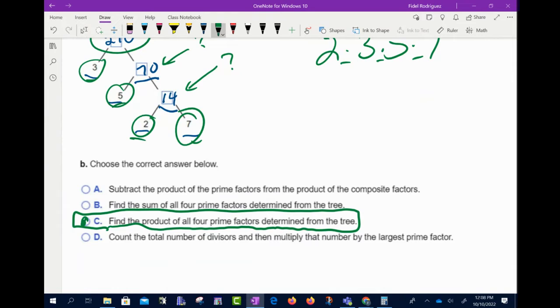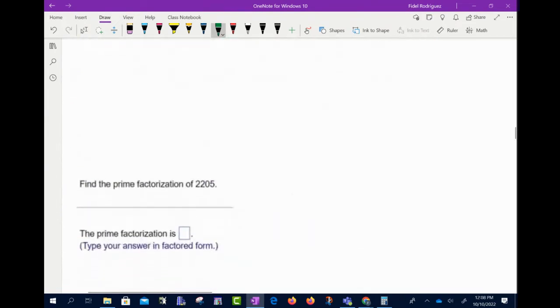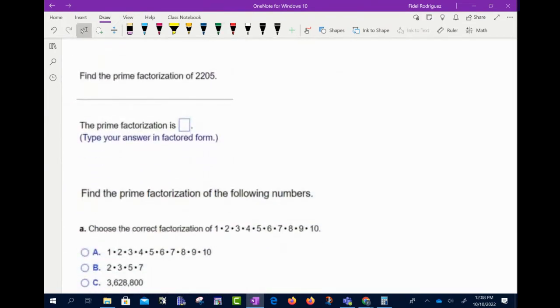All righty. So I'm going to keep scrolling along here, and look what we're going to do. We're going to find the prime factorization of the number 2,205. Okay, so y'all, one of the things that we talked about is how do I know if I can divide a number by 2 or by 3 and that kind of stuff.